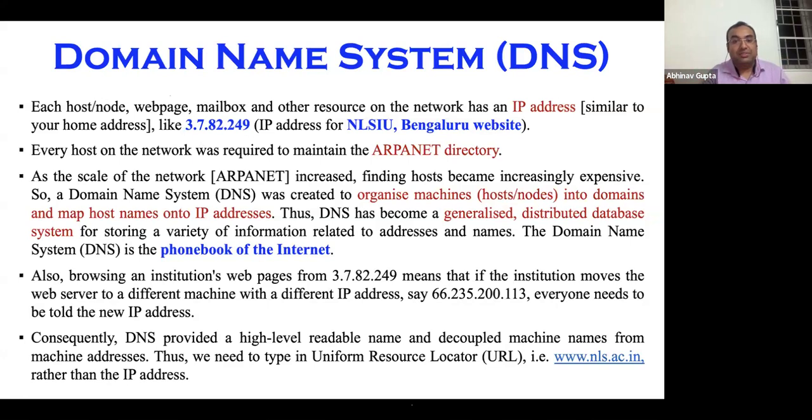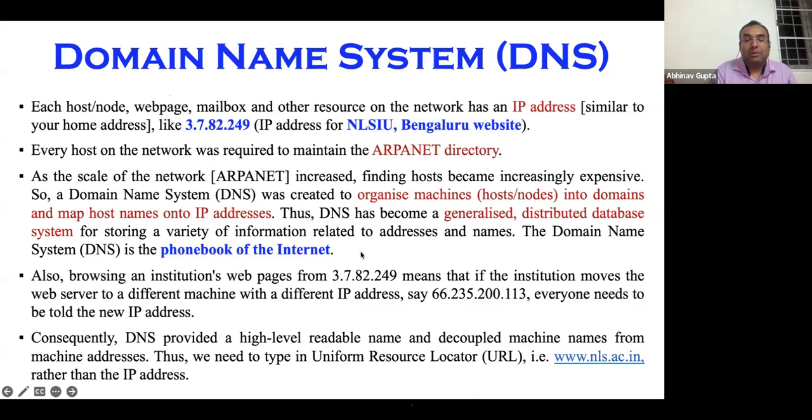So the various websites or web pages on the World Wide Web had an address called an IP address, which is something like 3.7.82.249. How these IP addresses are arranged or developed, we are not going into that technicality. We are just understanding that these IP addresses were maintained in the form of a phone book on the internet. This phone book is basically what the domain name system is.